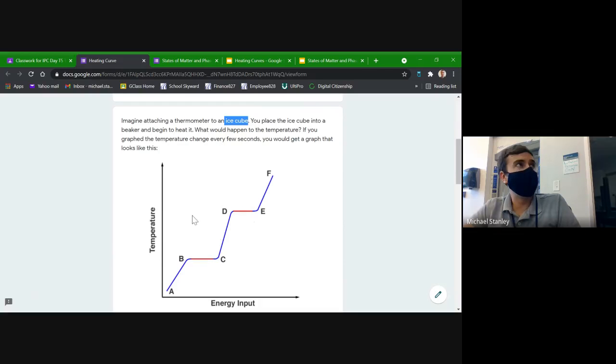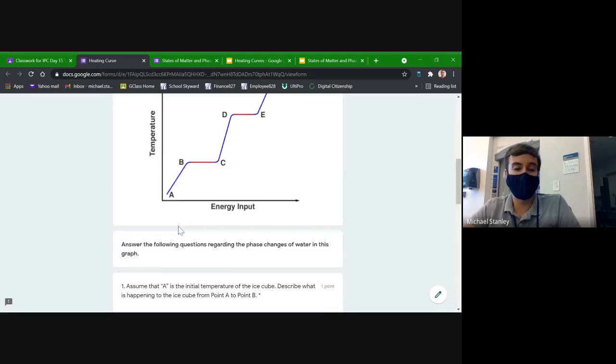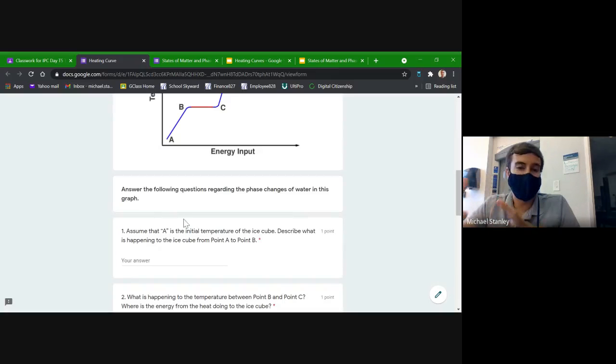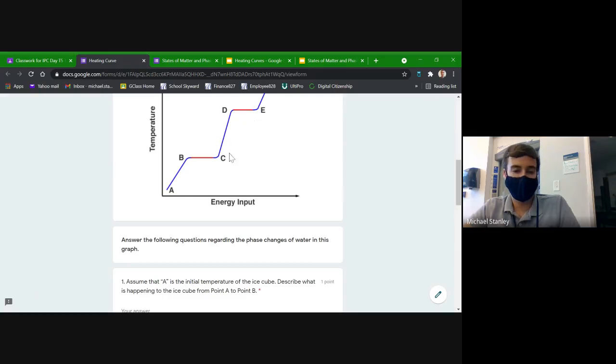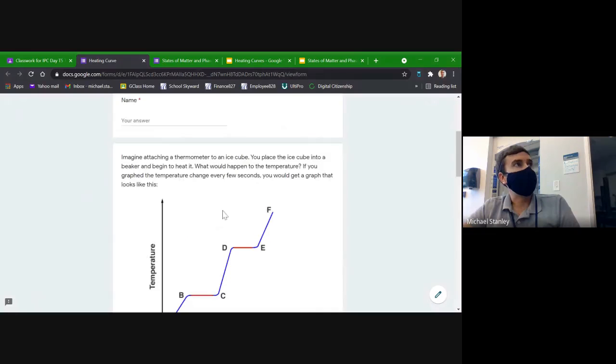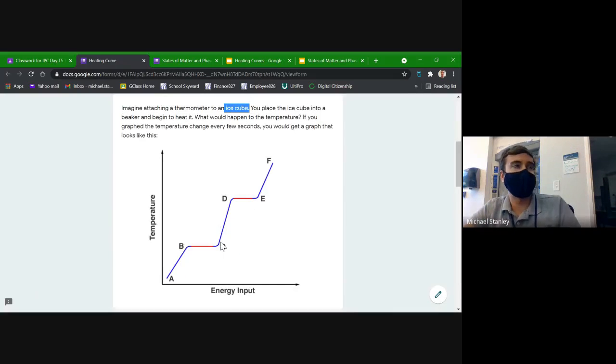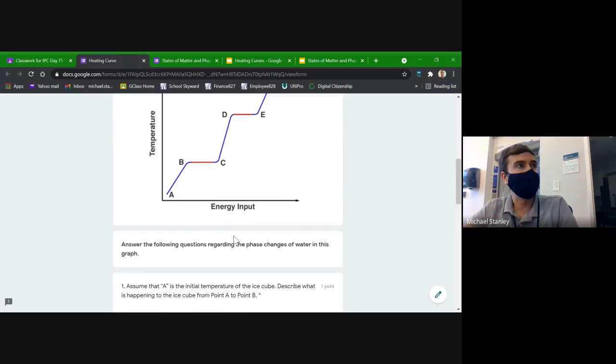The reason that I bring that up is because there are a couple questions that are essentially talking about what's going on at A, what's going on between A and B, and between B and C, and stuff like that. And then there's also a couple questions asking about measuring the temperature. Again, this is an ice cube, so it's water, either solid water, liquid water, or gas water. And so the temperature for the phase changes is going to be the exact same temperature as the heating curve that we were just looking at in the notes.